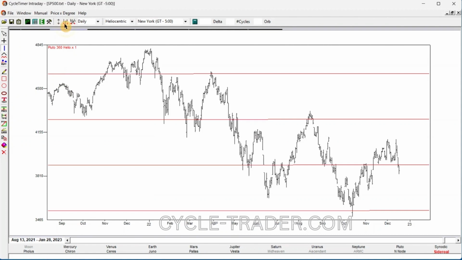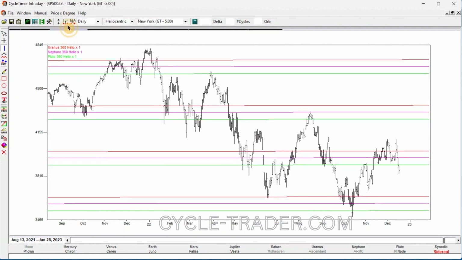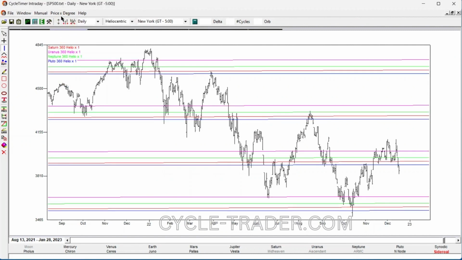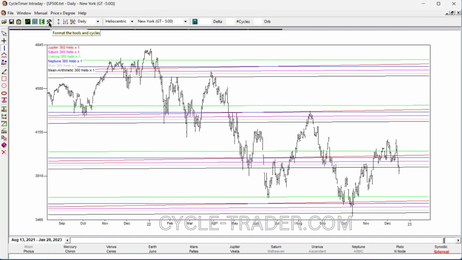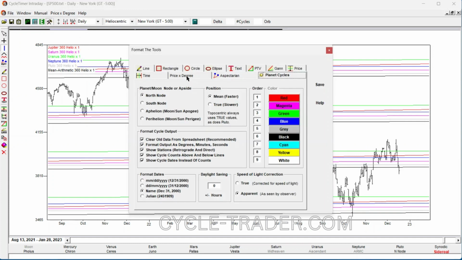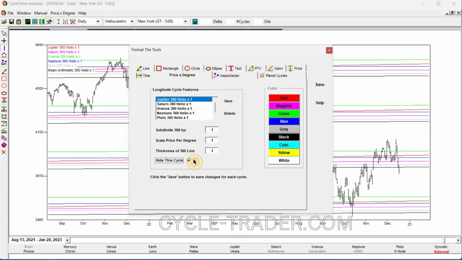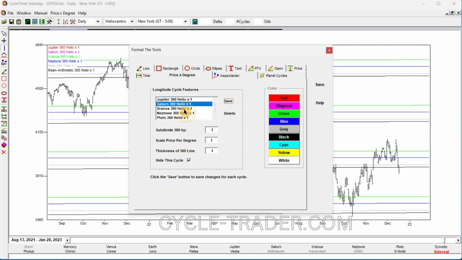Following Gann's instructions, we add the 5 outer planets with Mars left out. He called this the mean of 5. The individual planet cycles are hidden, as shown, to reduce clutter. Don't forget to click Save after you check the hide box. The 181st harmonic is also shown.